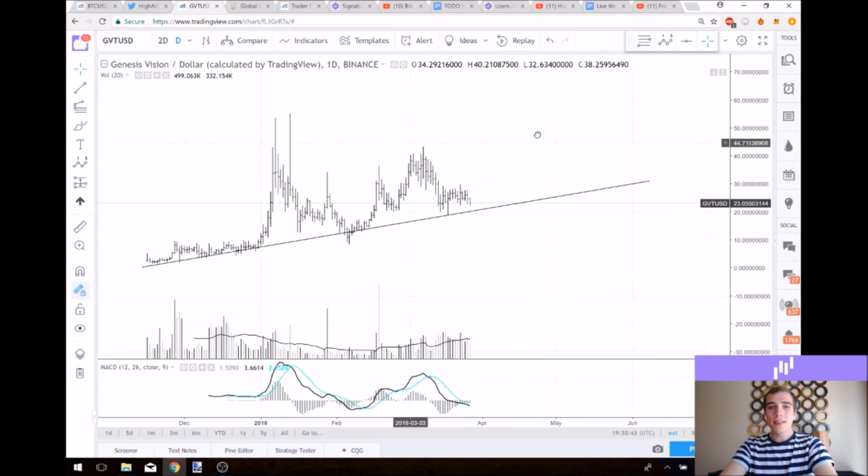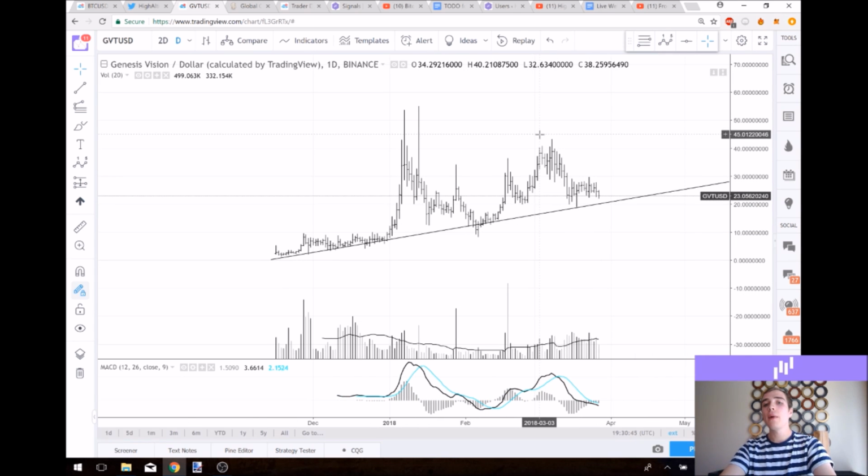All right, so the reason that I'm giving this coin a little bit of leeway on its trend line is because it bounced. So that means that yes, it did break below this trend line right here, but it bounced off of it. So it was a false breakdown.